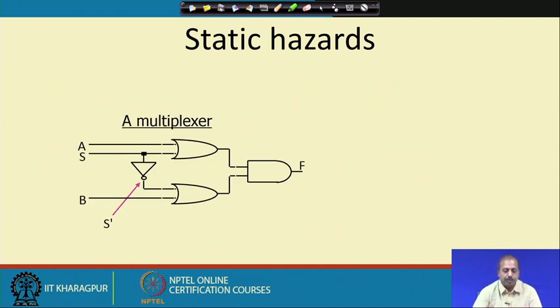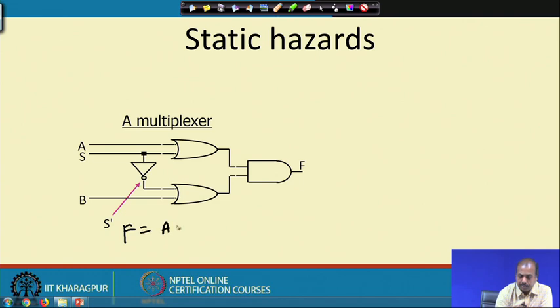Suppose this is a circuit which is realizing some multiplexer. Here the function f is equal to a s or b s bar. So, if s equal to 0, then this a will go to f, and if s equal to 1, then this b will be passing to f. Okay.